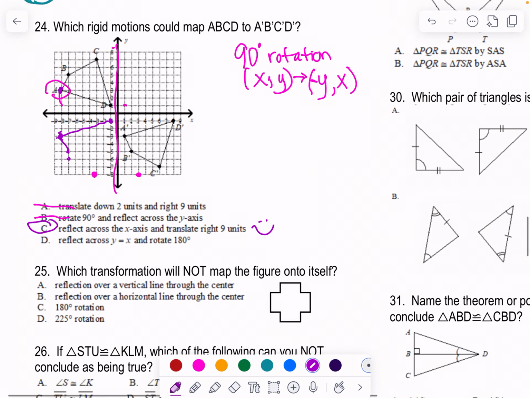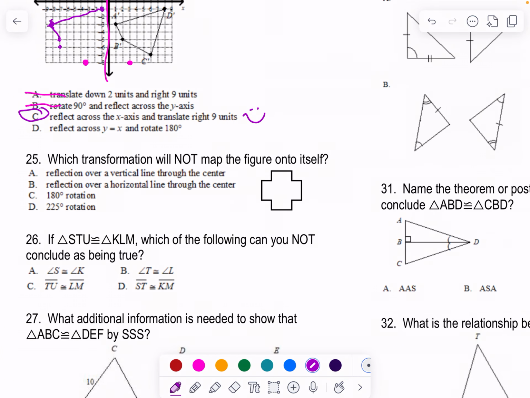So C, okay, which transformation will not, this is the tricky thing, they say not map the figure onto itself. So let's see, if we did a reflection over the vertical line through the center, would it go back onto itself? Yes. If we did a horizontal line back onto itself, yes. So not this one, not this one. A 180-degree rotation would just be like making the top go to the bottom, and that would still be the same thing. But 225 would make it go on a diagonal.